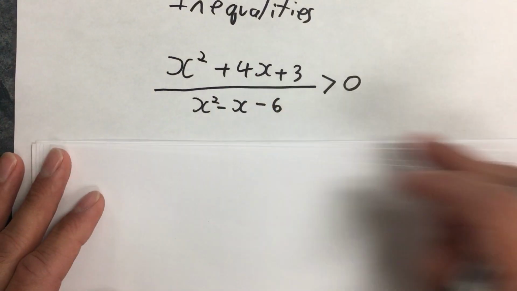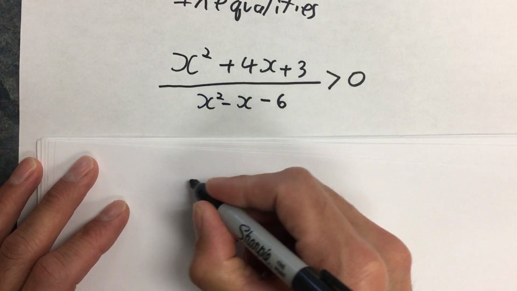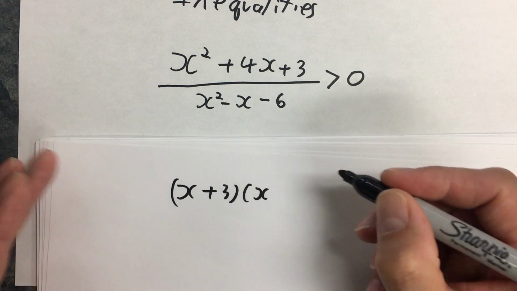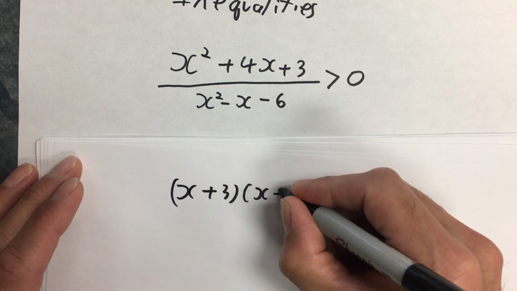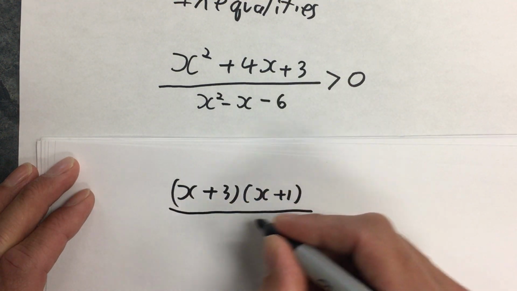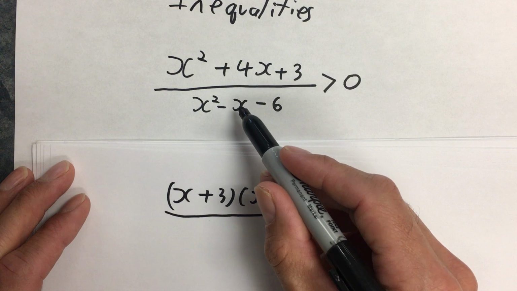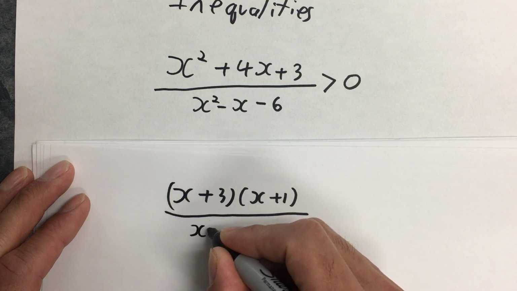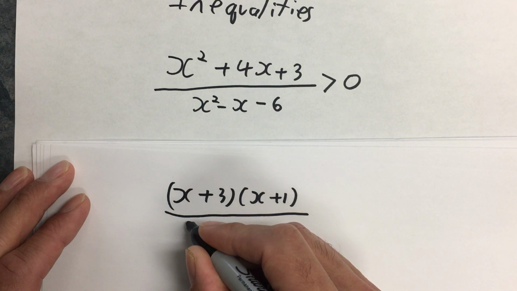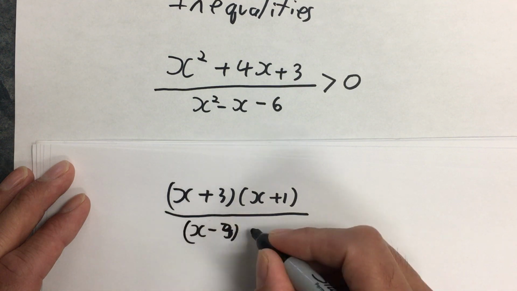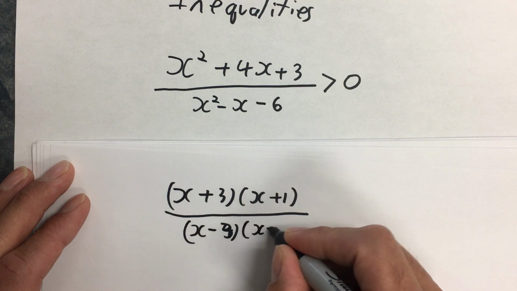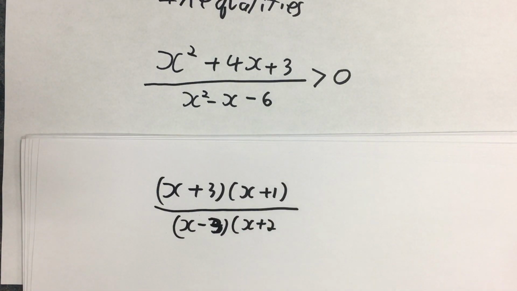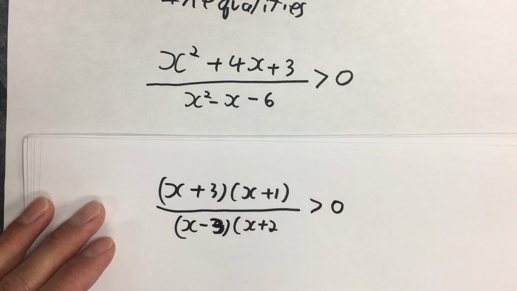So when we go to factor it, that top, we have numbers that add to 4, multiply to 3. That's (x + 3) times (x + 1). And that's divided by numbers that add to -1 and multiply to -6. So that would be (x - 4). No, (x - 3) times (x + 2). Sorry, that's a minus 3 there. Okay. And we want to know when that's greater than 0.